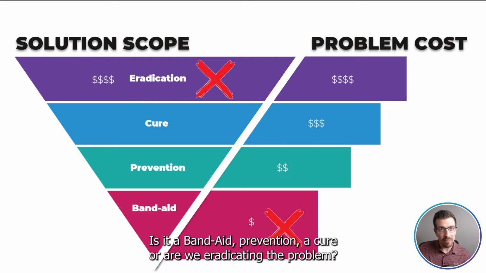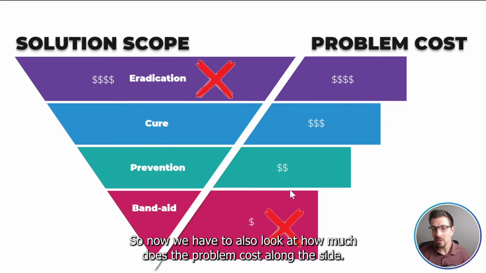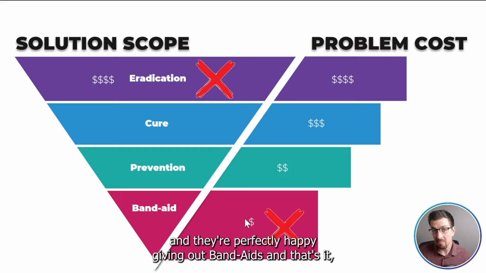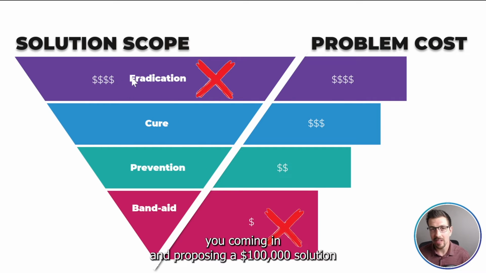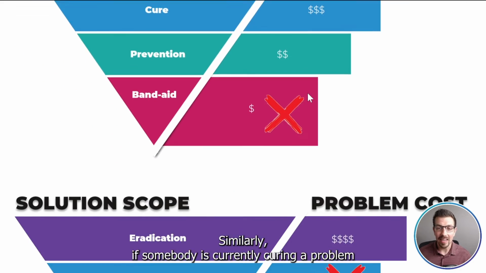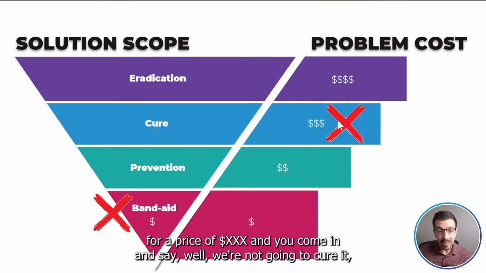Now, when we have these four different scopes of our solution, we can rank them. Is it a band-aid, a prevention, a cure, or are we eradicating the problem? Now, as we go up, usually the price of this solution is going to go up too. So now we have to also look at how much the problem costs along the side. So if we've currently got somebody that has the budget for band-aids and they're perfectly happy giving out band-aids and that's it, you coming in and proposing a $100,000 solution to fix a roof probably isn't going to have a lot of traction.